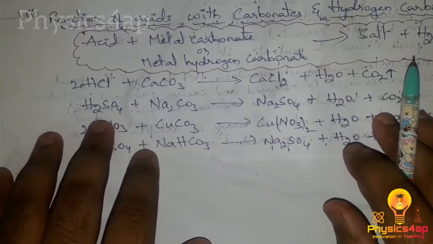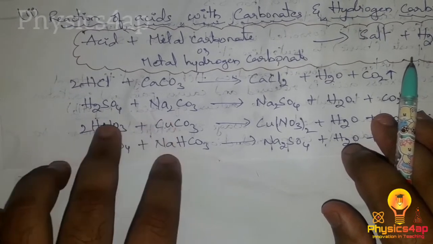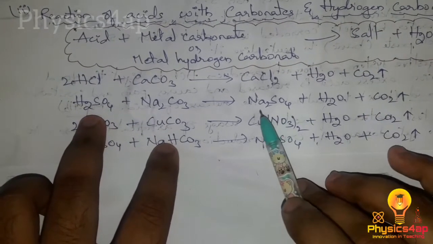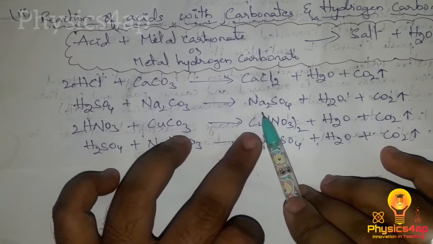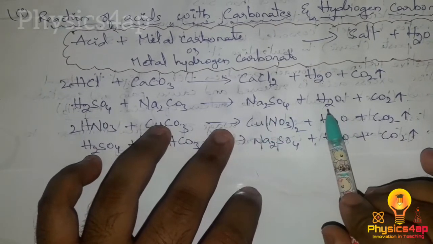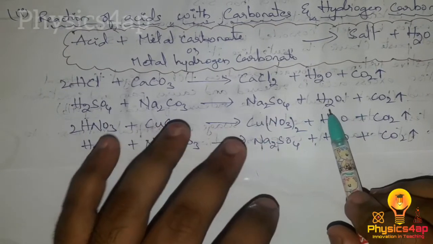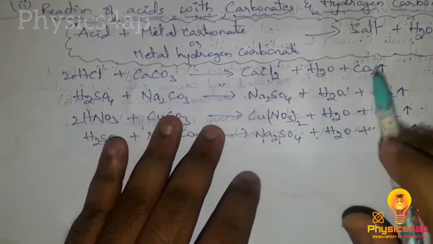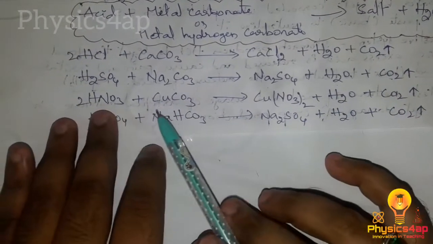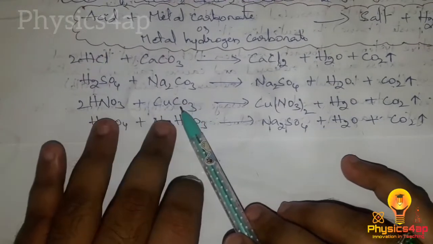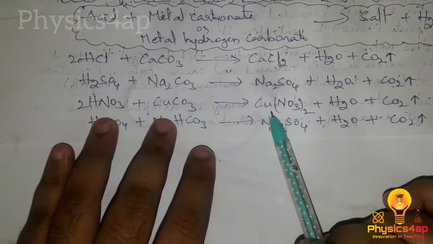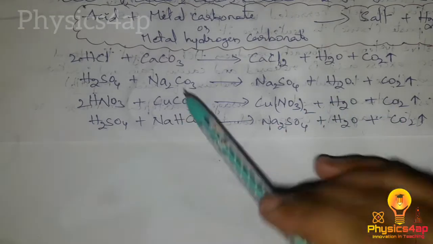At the same time, when we react sodium carbonate with sulfuric acid, we get Na2SO4, that is sodium sulfate, plus H2O water and carbon dioxide. Similarly, nitric acid reacts with copper carbonate, and we get copper nitrate plus water plus carbon dioxide. And these are all the carbonates.